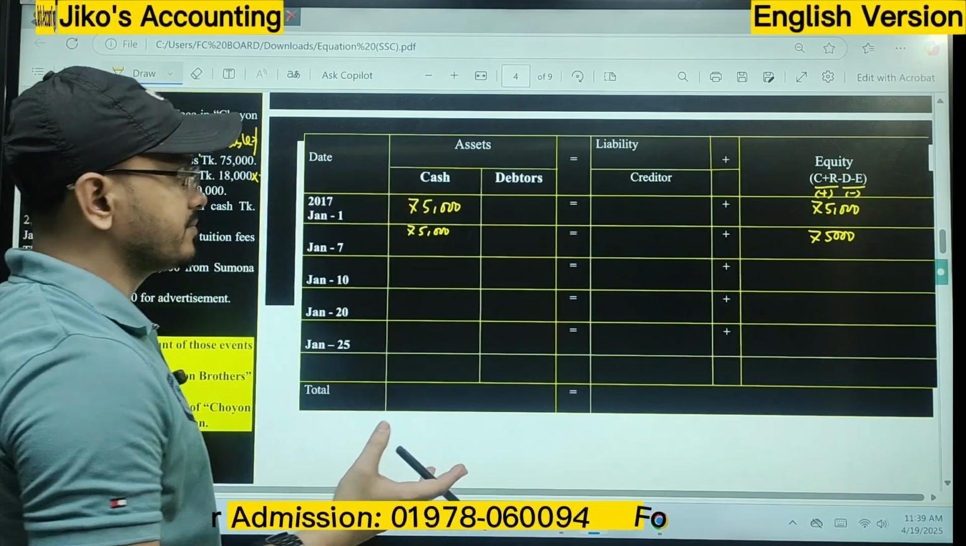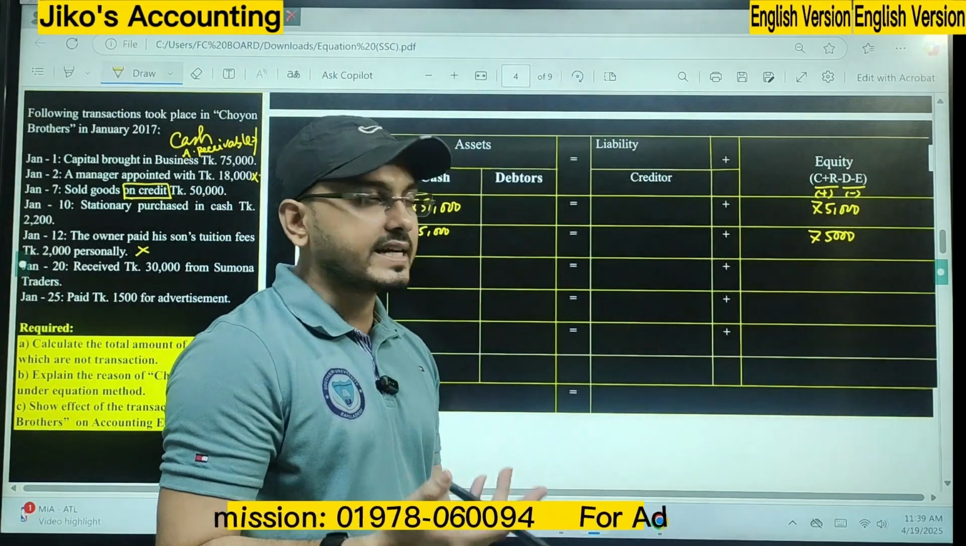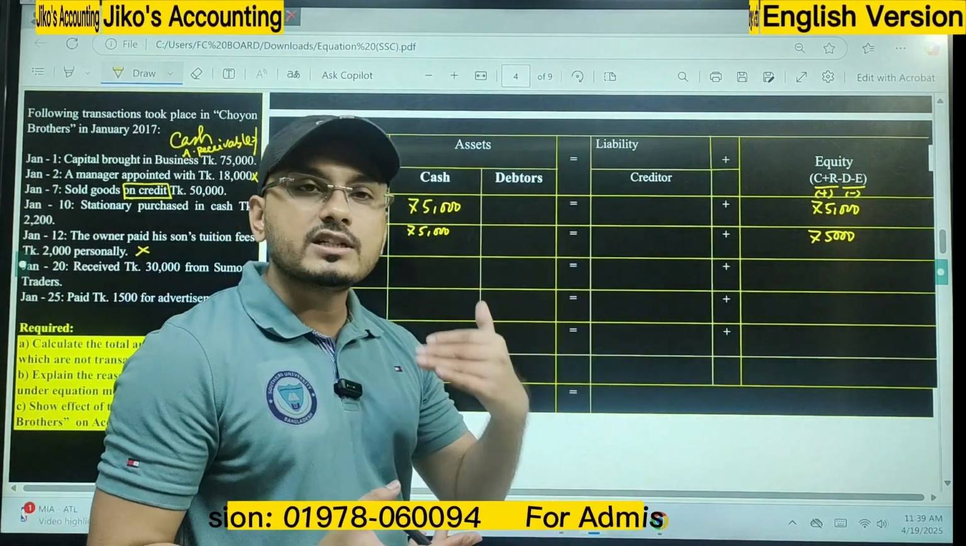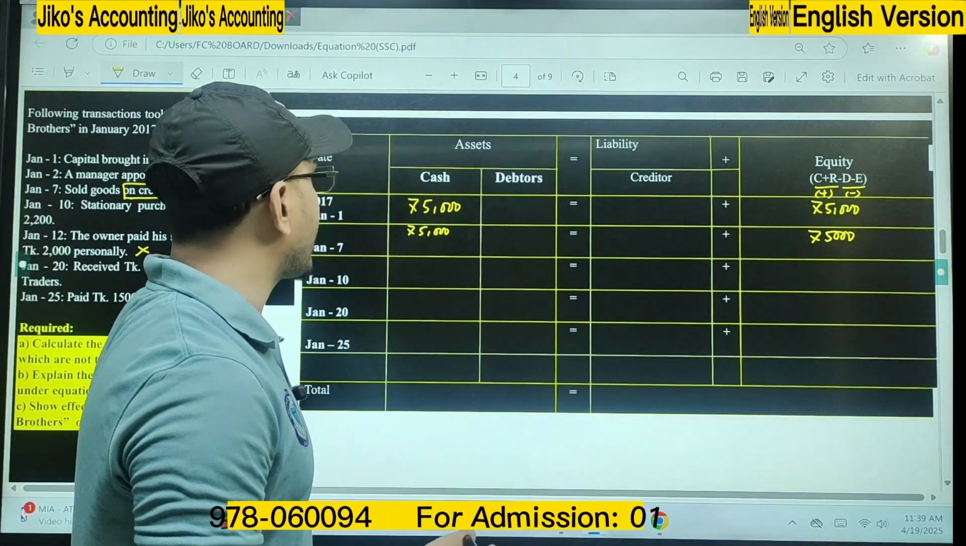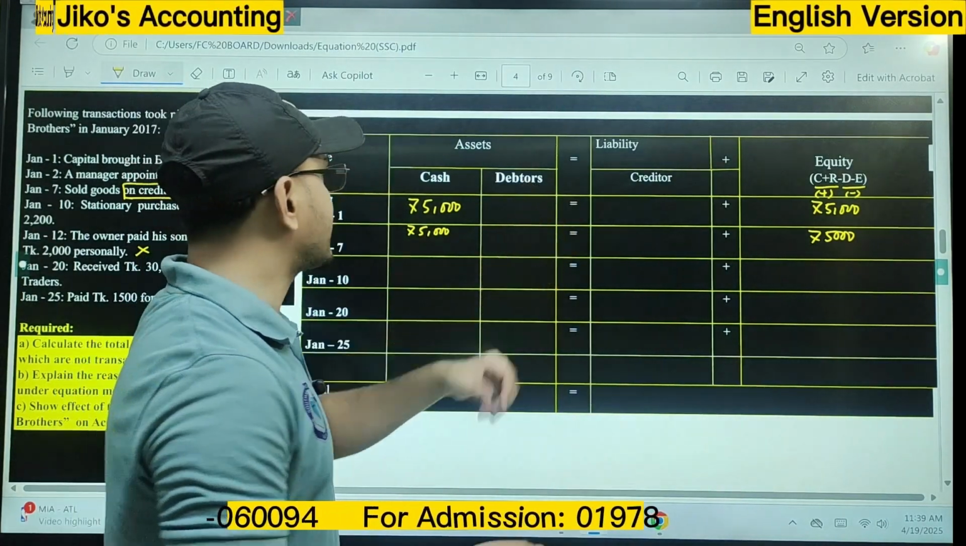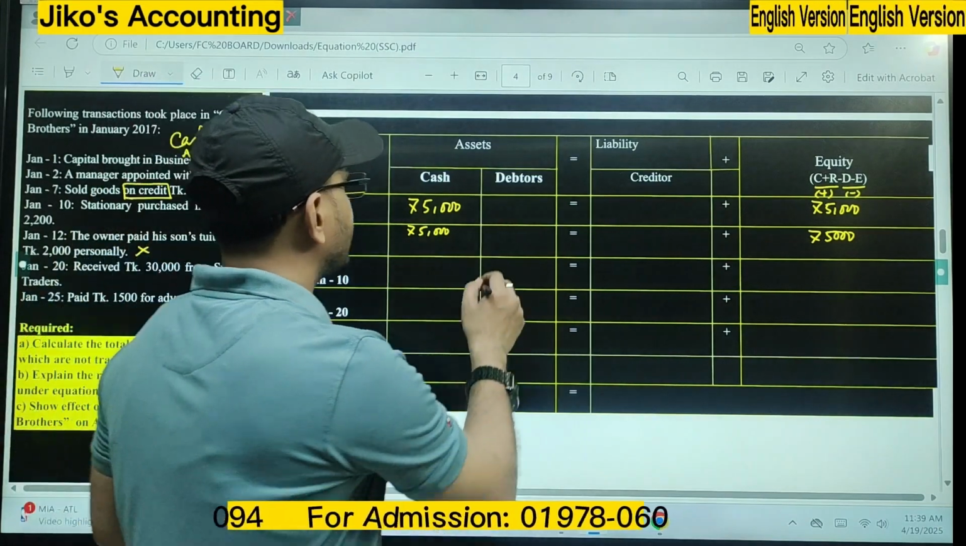Sold goods on credit. You can see I have already sold goods, but I haven't received anything. The person who is going to pay me is my debtor. What is my debtor amount? 50,000.